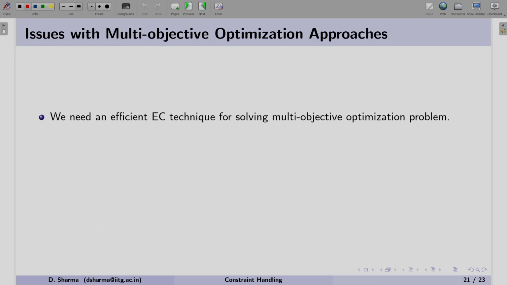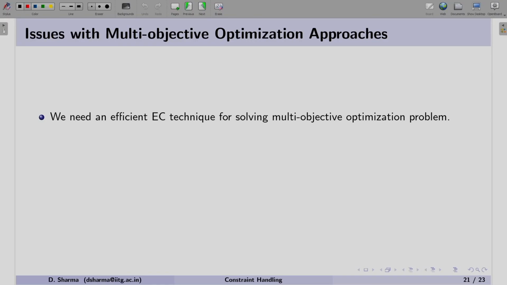So, there are certain issues. Although it looks simple that we can always convert our constraint problem into an unconstrained problem using a multi-objective approach, there are certain issues. So, let us understand one by one. First of all, we should have an efficient EC technique for solving the multi-objective optimization problem.